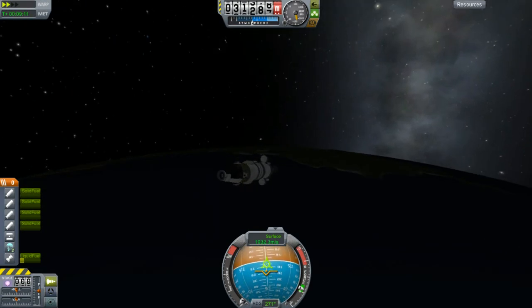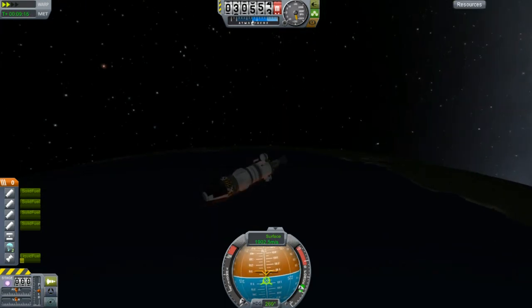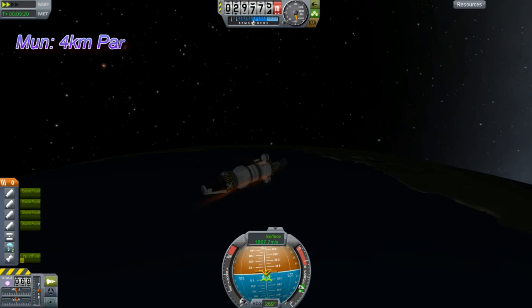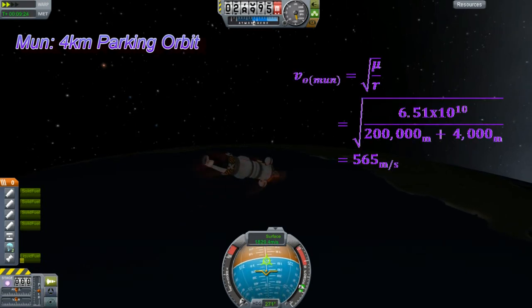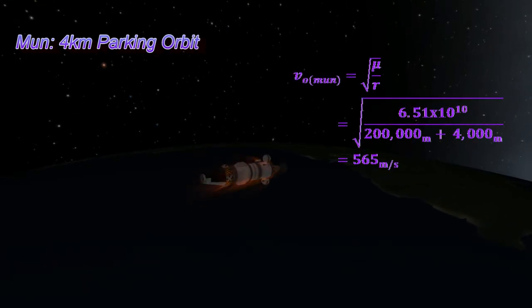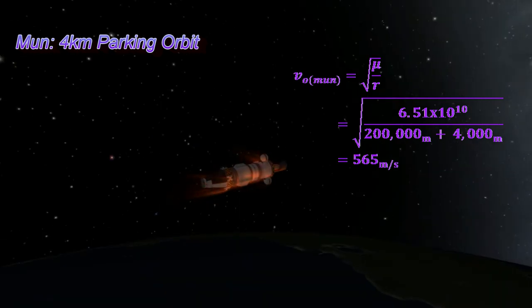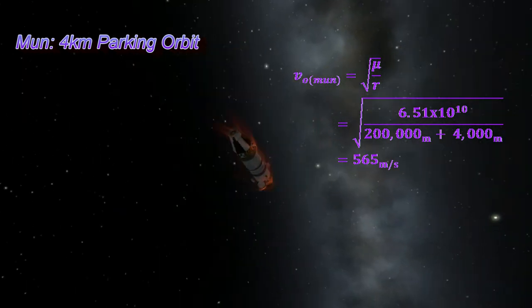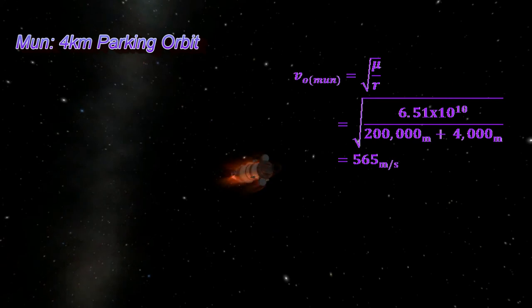And maybe while we're watching the fireworks here, here's the answers to last week's questions. The orbital velocity for a 4-kilometer parking orbit around the Mun, using our VO calculation from the last episode, is 565 meters per second.